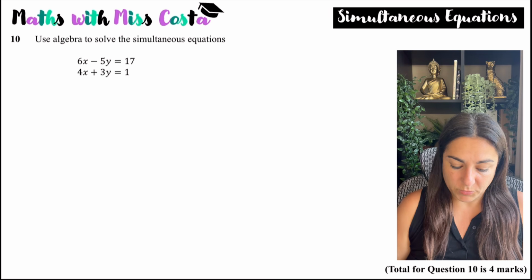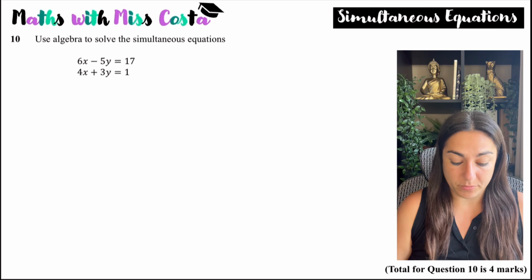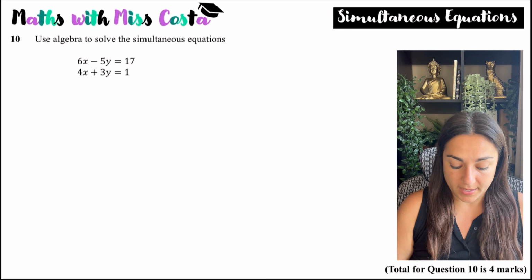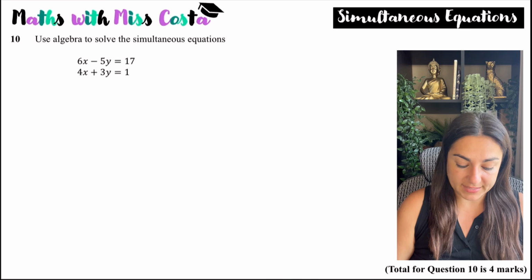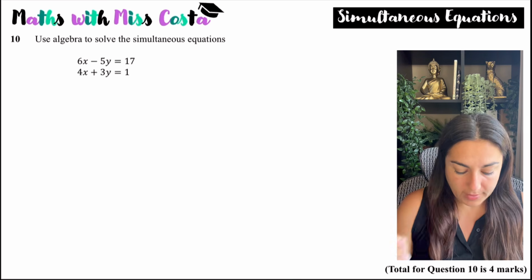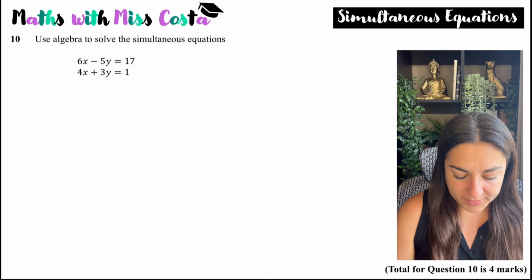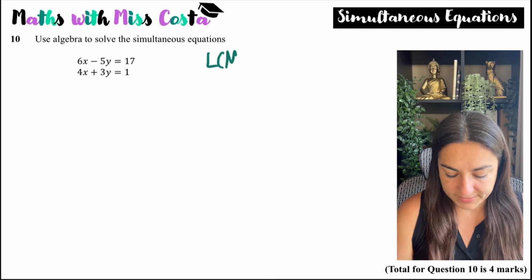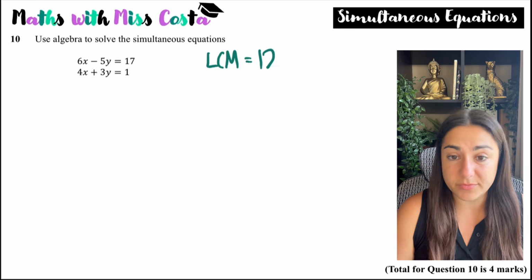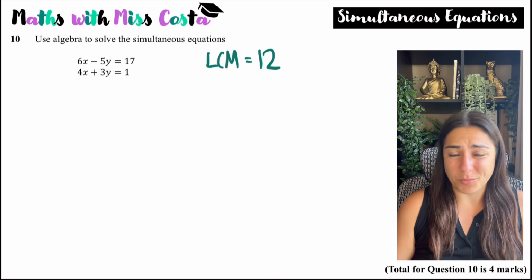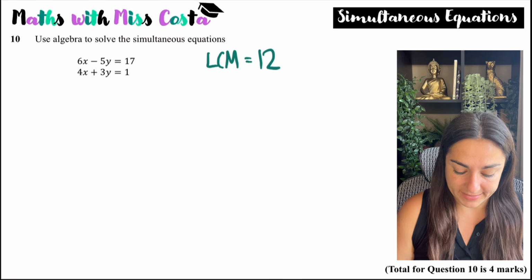Now, I could multiply the y's to get the lowest common multiple, which is 15y, or I could multiply the x's to get the lowest common multiple, which is 12x. So I'm going to opt for doing the x's. So the lowest common multiple of 6 and 4 is 12. It always just helps doing the lowest common multiple. You don't need to, but it makes your life a lot easier.